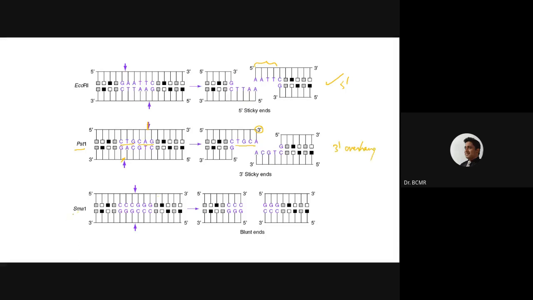As described for a previous one, SmaI recognizes CCCGGG, and it cleaves at the site of axis of symmetry, because of which you will have two different DNA molecules with no overhangs, and those are referred to as the blunt ends. You can also call the other ones, the ones generated by PstI, 3' sticky ends, and by EcoRI as 5' sticky ends.